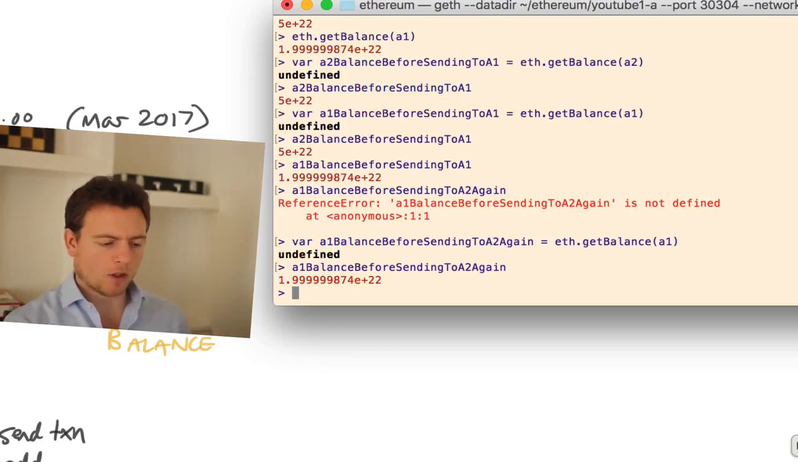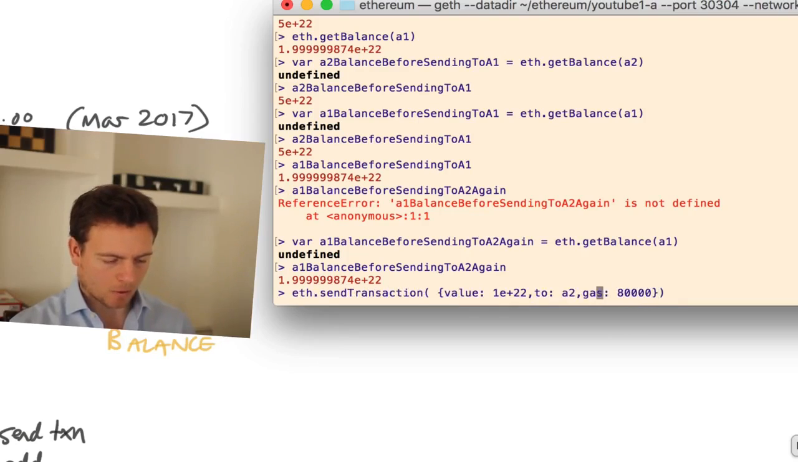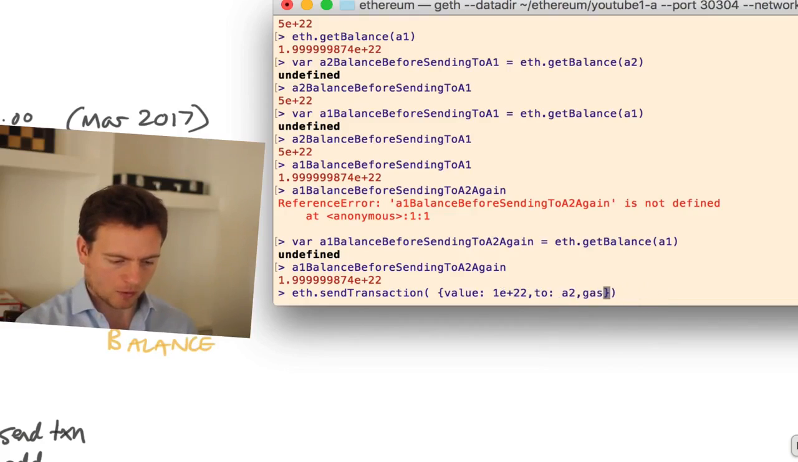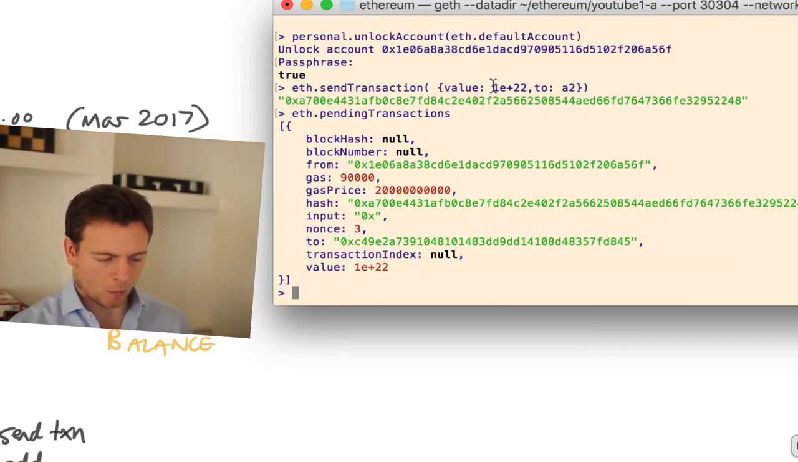So what I've done here is I've just created a variable called A1 balance before sending to A2 again, right? So we're going to send even more ether or more wei to A2. But I've kept a record of exactly how much that is, so we can track how much the balance has gone by when we send, right? So I'm going to do again. I'm going to send another transaction. So I'm going to send another 1 times 10 to 22 wei. Let's just keep it as a default gas limit, like this. So I've sent another 1 times 10 to 22 wei to A2. Here's the pending transaction. So we're going back to the default gas limit and the default gas price. Here's the amount, and here's the address of A2.